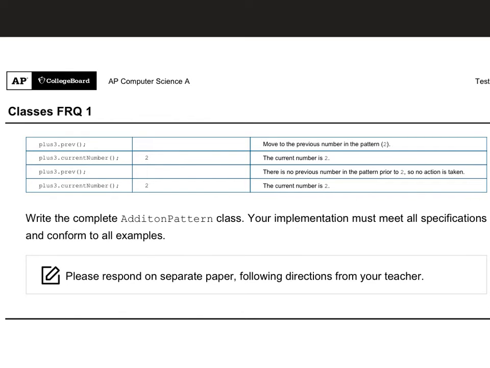Okay, so then to write this, the things that we realize that we need are constructors.